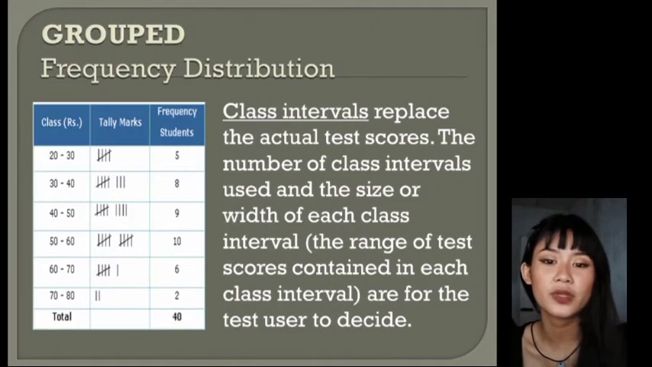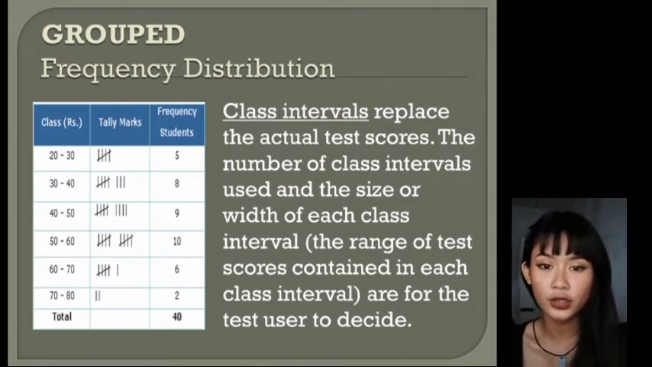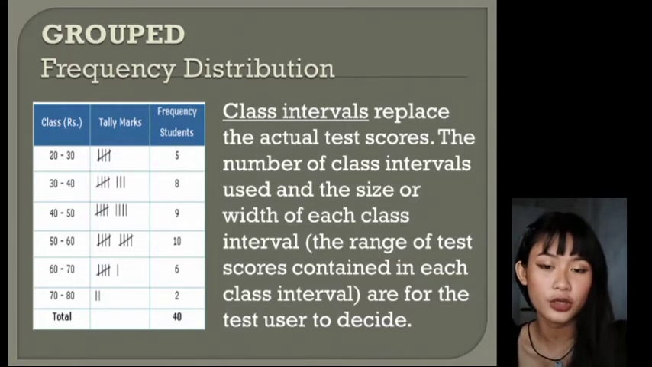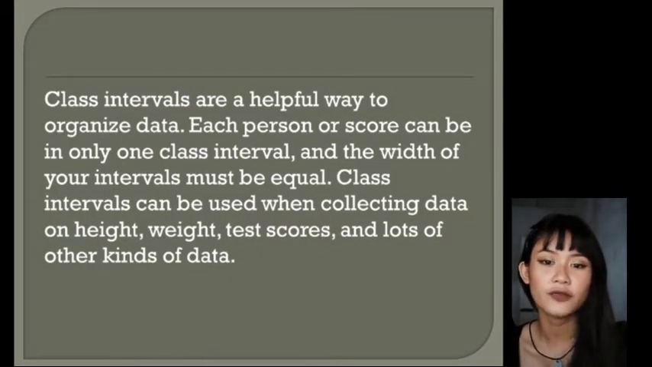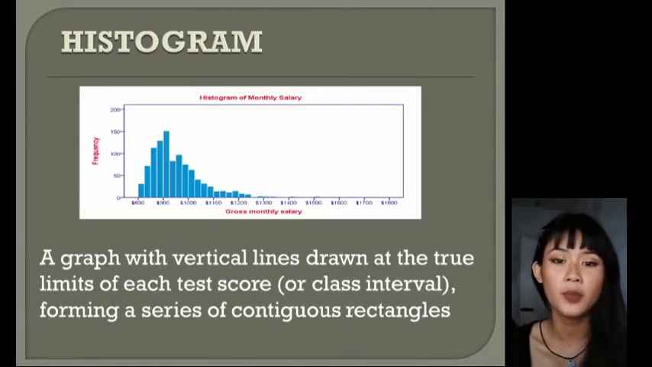Second is the group frequency distribution. Actual test scores are replaced by class intervals. The test user determines the number of class intervals used as well as the size or width of each class interval, the range of test scores contained in each class interval. So, in graphic forms, we have histogram, bar graph, and frequency polygon.